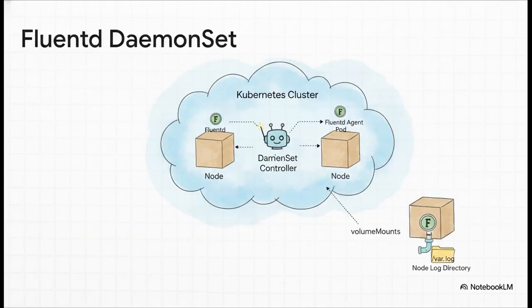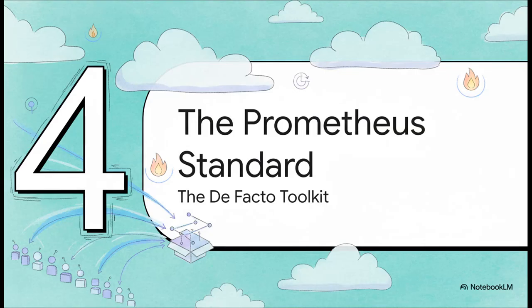And here's what that looks like in the real world. This is a manifest for a Fluent logging agent. You see right there, we define the kind as a DaemonSet. And Kubernetes just knows, okay, I need to deploy this pod everywhere. And check out the volume mount section. That's how the agent gets access to the host node's log directories to scrape the logs. Pretty neat.